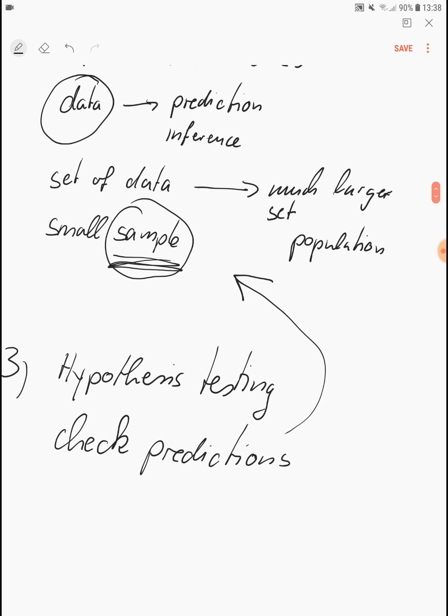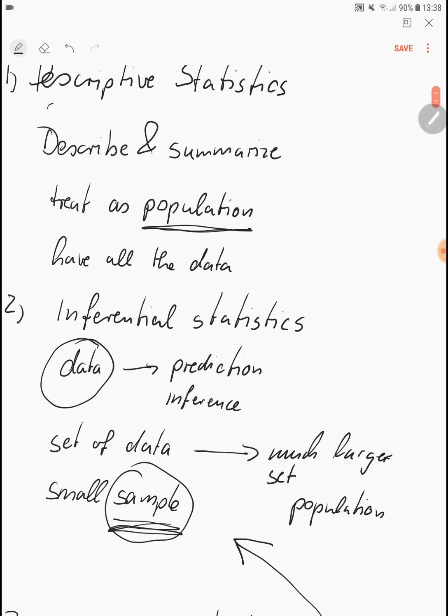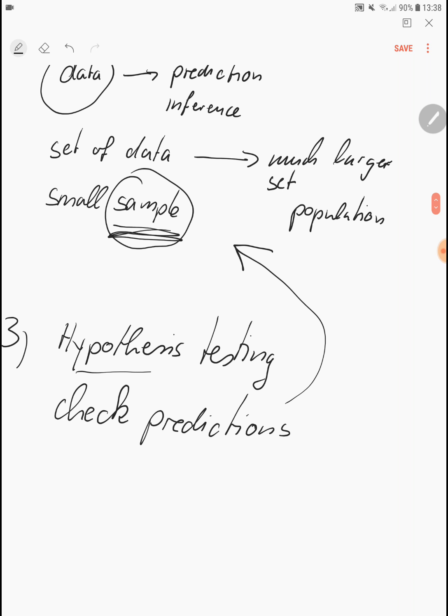So these are the three forms of statistics that we are dealing with: descriptive statistics, inferential statistics, and hypothesis testing.